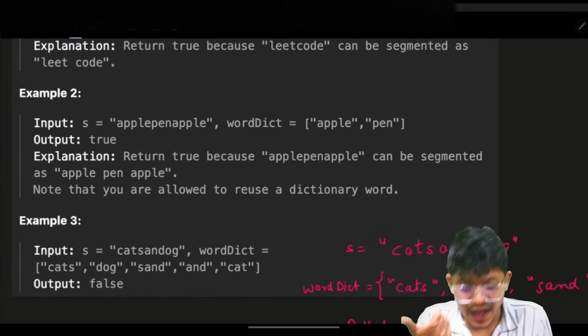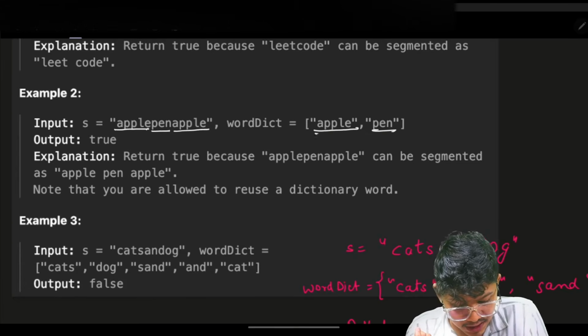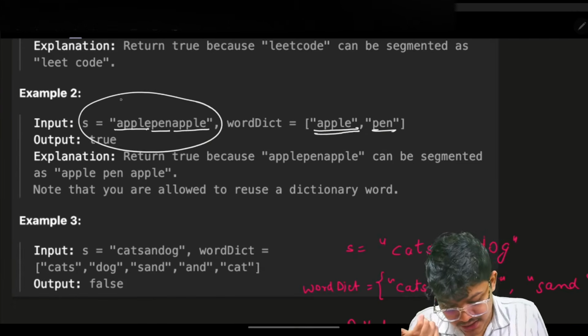And for sure I can have a repeated word also. For example, as you can see, I have an apple, I have a pen, I have an apple. So for sure the answer is true for this.